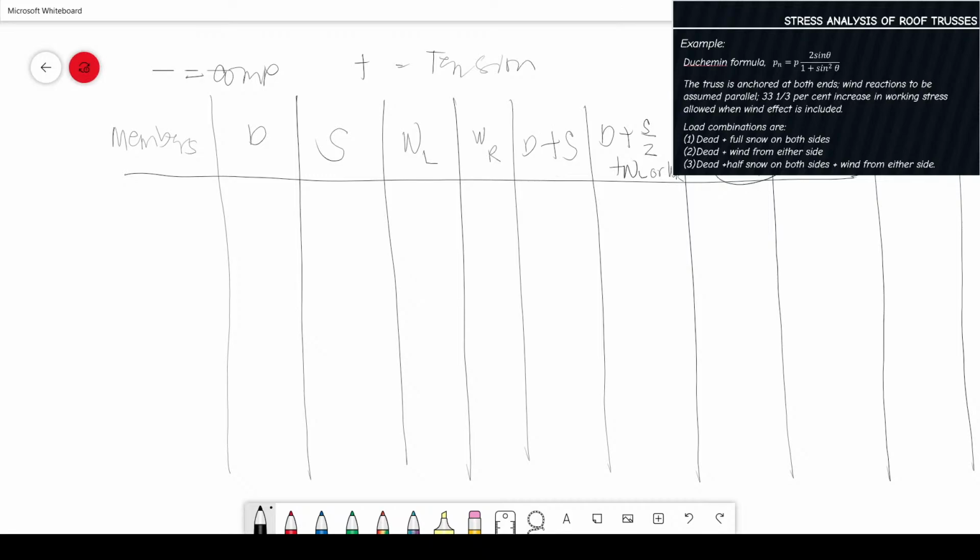If your D plus S becomes 4/3 times D plus S, meaning that is the maximum load. However, if it does not exceed, you have to use this one. So, any combinations with the wind.